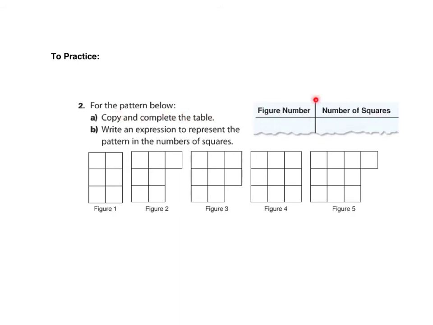We've got figure number and number of squares as our headings, so that's very clear. And then just fill in your table, figure out what the rule is, and then write it as an expression. And remember here it's saying write an expression to represent the pattern in number of squares. So number of squares is what we're looking for. Use your partners to assist you if you need to. And go ahead and try that right now.